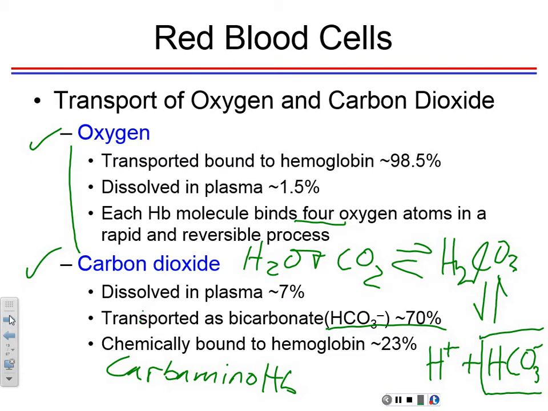Why don't they just both attach to the heme group? After all, we've got 4 heme groups on it. Why do you think that is important, to have hemoglobin attached to carbon dioxide and oxygen at 2 different places? Maintain the pH. What happens when you've got 2 molecules vying for the same spot? What do you think happens?